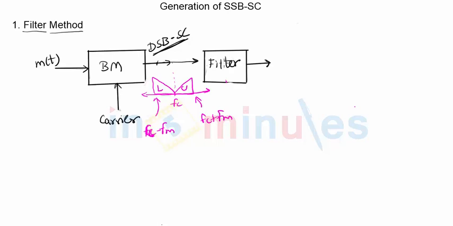And let's say the filter that we are using has the pass band designed over the upper sideband. In that case we will get the upper sideband at the output side from Fc to Fc plus Fm. The lower sideband will not come at the output side. So you can see my output will only contain the single sideband, and hence it becomes single sideband suppressed carrier. So all we have to do is use a suitable filter to convert double sideband suppressed carrier signal into single sideband suppressed carrier signal.